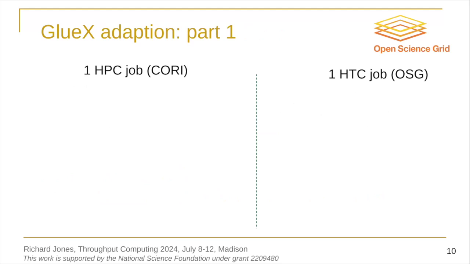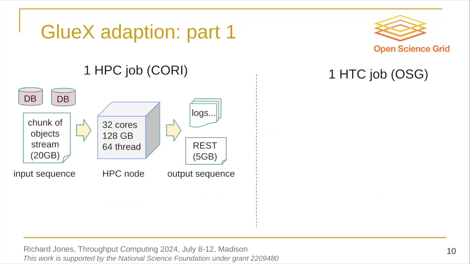All right, so what does an HPC job look like? This is a particular snapshot of the Cori cluster at NERSC, and this is where we're running right now. So we have chunks of data that come in that are 20 gigabytes large. Those get read in by one node. This is a Haswell node on the Cori cluster, 32 cores. It runs for 8 hours, and it spits out a 5 gigabyte reconstructed output file called a REST file. That is basically what an HPC job looks like.